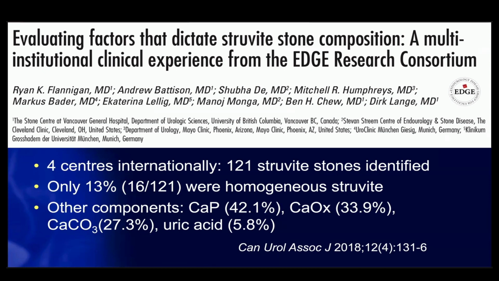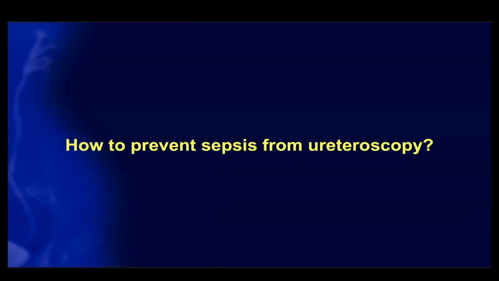We looked at all the different types of stones that were there. The funny thing was that you would just think it would be struvite stones, or that we identified people who had infections, but all these stones actually had a lot of other components as well. Only 13% of them were actually homogeneous. So don't be fooled by the fact that calcium oxalate stone formers or phosphate stone formers cannot have infections as well. This really can be associated with many different types of stones.